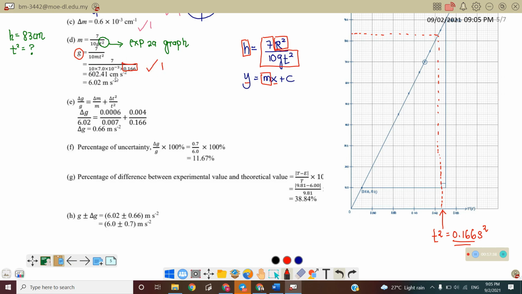And here the unit, because it's 602.41 cm per second square, because just now our value is still in cm per cm. So when you substitute, you convert cm into meter, you will get 6.02 meter per second square. Okay, so if you calculate this correctly, you will get another 1 mark.